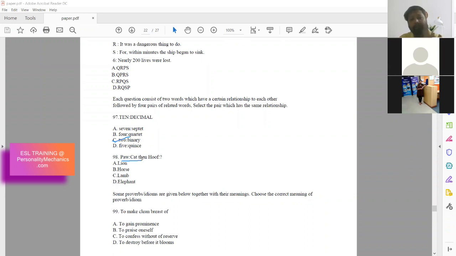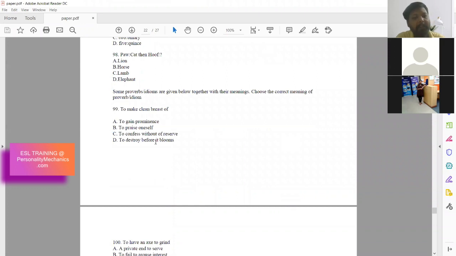C is the correct answer. Next is paw of a cat, then hoof. Paw is the soft area of the foot of the cat, on which the cat lands. That's the paw. Hoof is that of a horse. That's who has a hoof, horse, right?